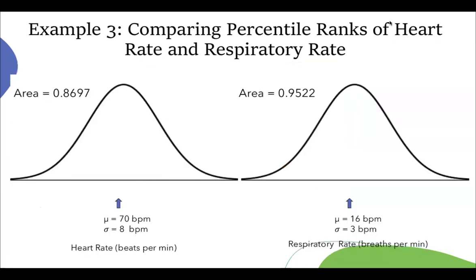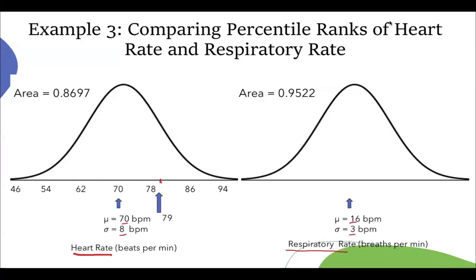So let's take a look at these two distributions. I've got heart rate over here, and I've got respiratory rate here. And I've got the mean and the standard deviation for each of them. Our patient has a heart rate of 79.